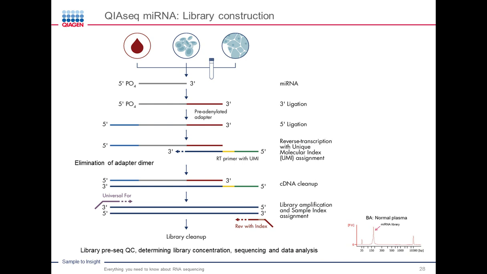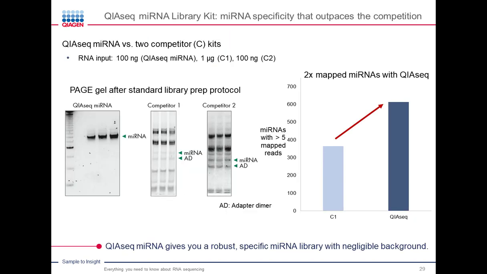And just as a note, this is the style of BA that you will routinely see with the Seek MicroRNA Kit. This is one single nice sharp peak for your microRNA-sized library. Okay, so looking at one piece of data compared to a competitor kit, what I have here is a PAGE gel after a standard library prep protocol. So this is the Seek MicroRNA Kit, a single sharp band. And what this allows you to do is go straight to the sequencer.